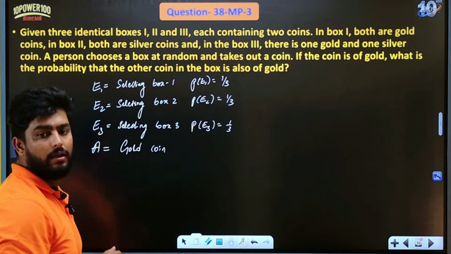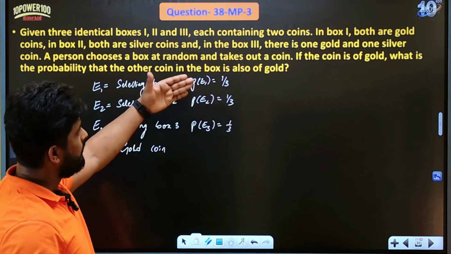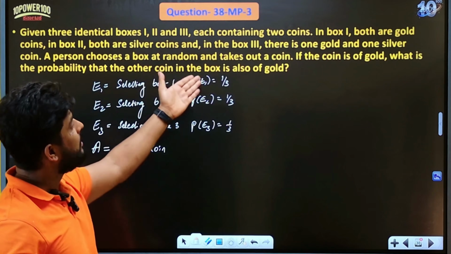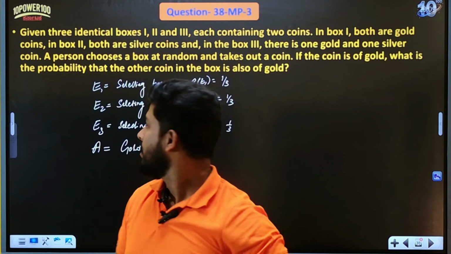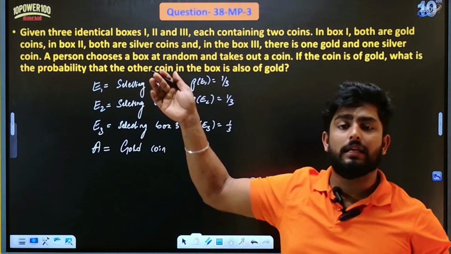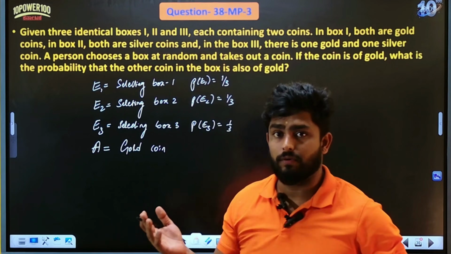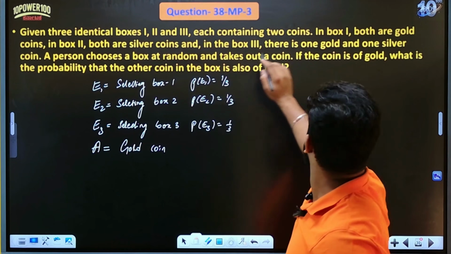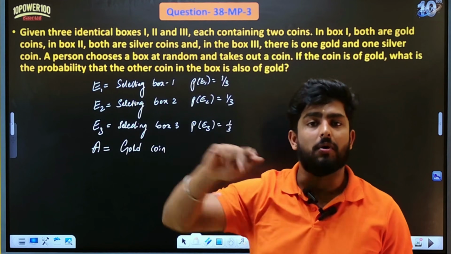Gold coin. So if the coin is gold, what is the probability that the other coin in the box is also gold? Very important. So one coin is gold, what is the probability of getting the second coin also gold? Now indirectly they are talking about both are gold. In box 1 both are gold. That means they are talking about box 1, right?